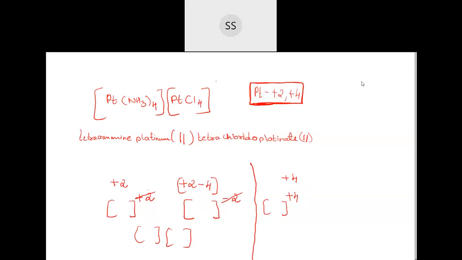That is the anionic part of it. Okay, so here if I go to that anionic part, if I take +4 for platinum, and then Cl minus is -1. -1 into 4 will be -4. What will happen to the complex charge over here? Complex charge will be 0.